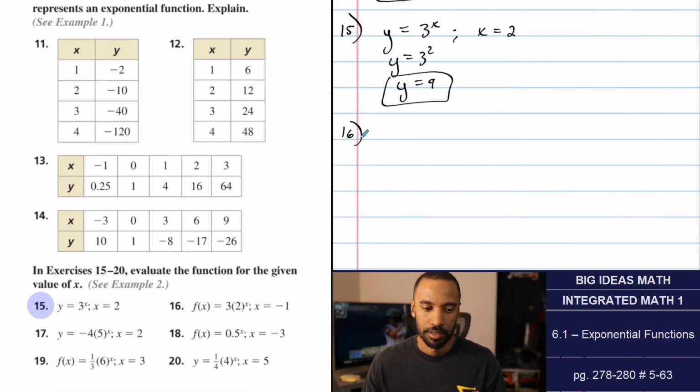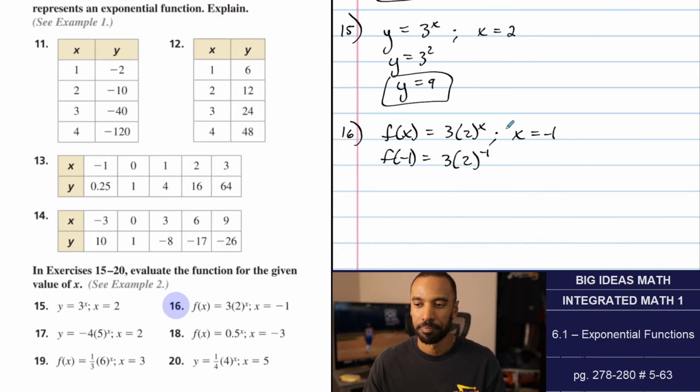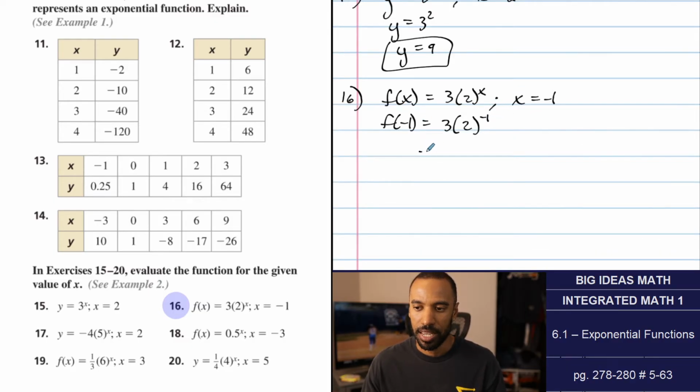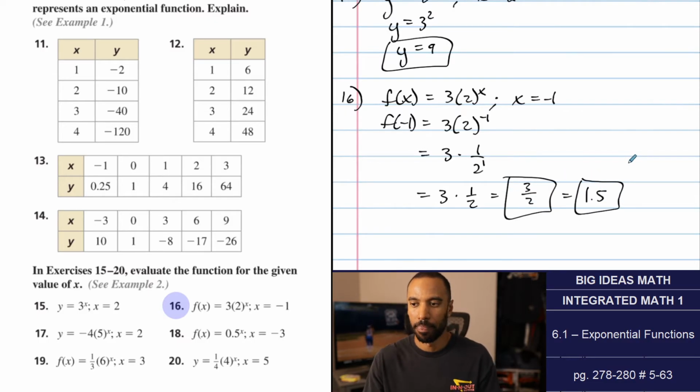Number 16, f of x equals 3 times 2 to the x, where x is -1. Let's evaluate f of -1. That means a substitution of -1 here. So 3 times 2 to the negative first power. Now, a negative exponent is the same as flipping this fraction here. This is multiplying here 3 times, and then flipping the fraction, turning the exponent positive. That's 3 times 1/2, or 3/2. That's a good answer. 1.5 is another valid answer.